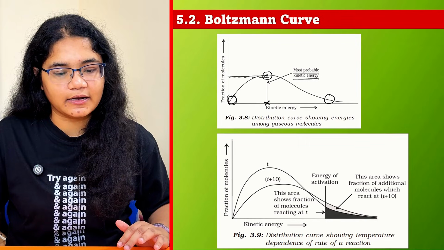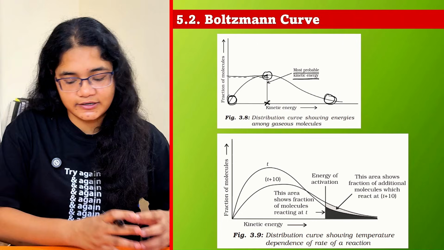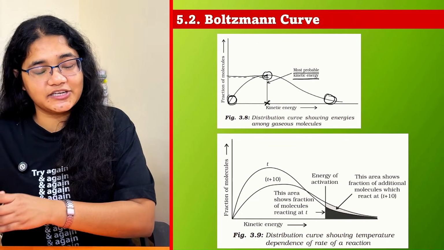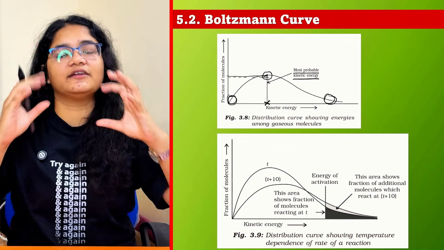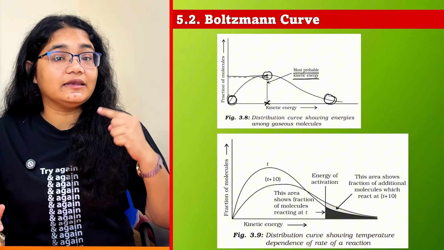On the other hand, some particles have lower energy and some particles have higher energy. Very few particles have lower energy, very few particles have higher energy, and the majority of the particles have one energy, which is called the most probable kinetic energy. Now what happens when you increase the temperature?